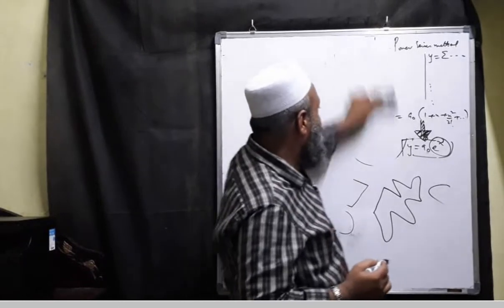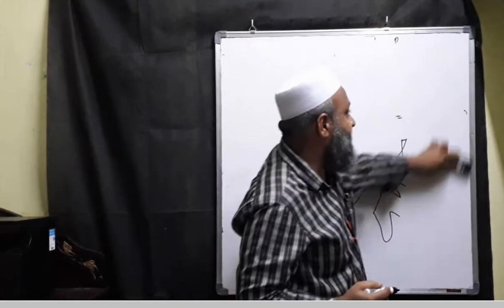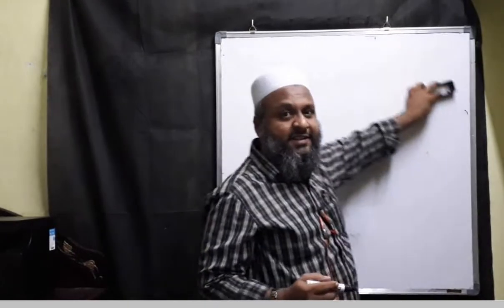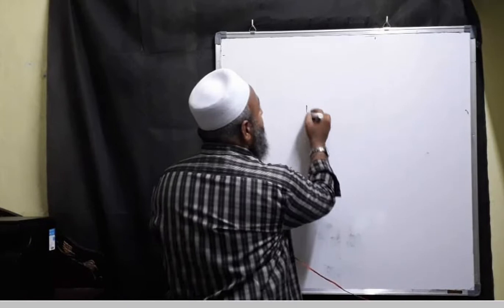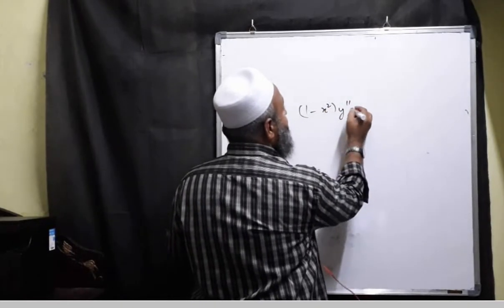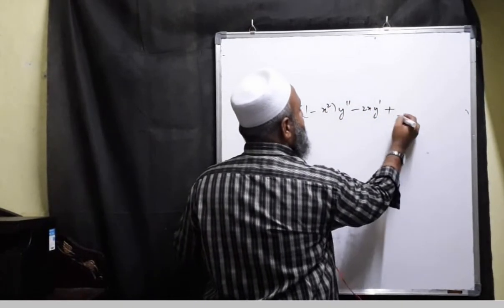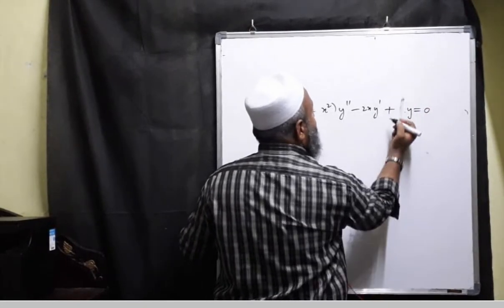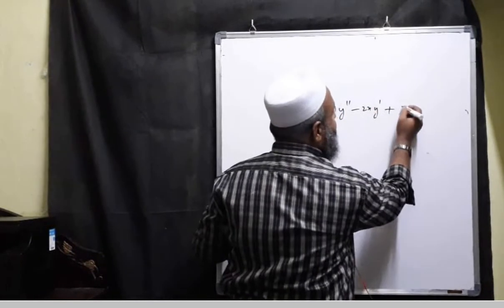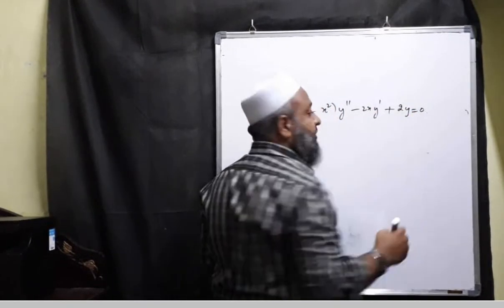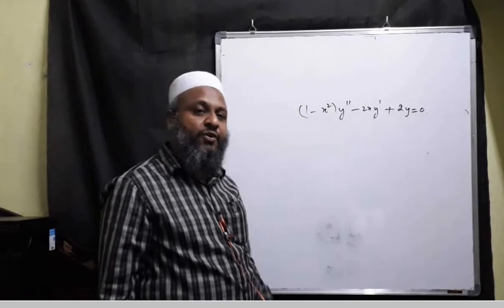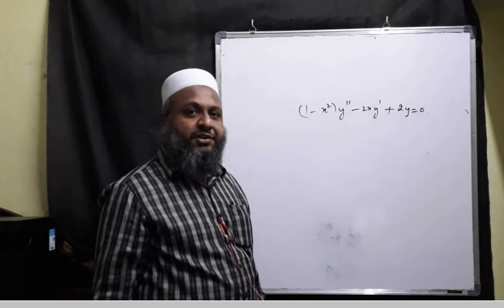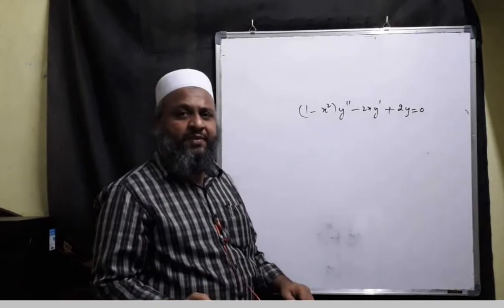I hope you understood the concept behind power series or series solutions of differential equations. I just wrote 1 minus x square into y double dash minus 2x into y dash plus 2 into y equal to 0, or we can write 6 into y, or you can write any number here. For example, I write 2 into y equal to 0. And if I ask you now, what is the solution for this one? Tell me one solution for this differential equation. Then you have to struggle a lot to find the solution. I'll give you one hint.